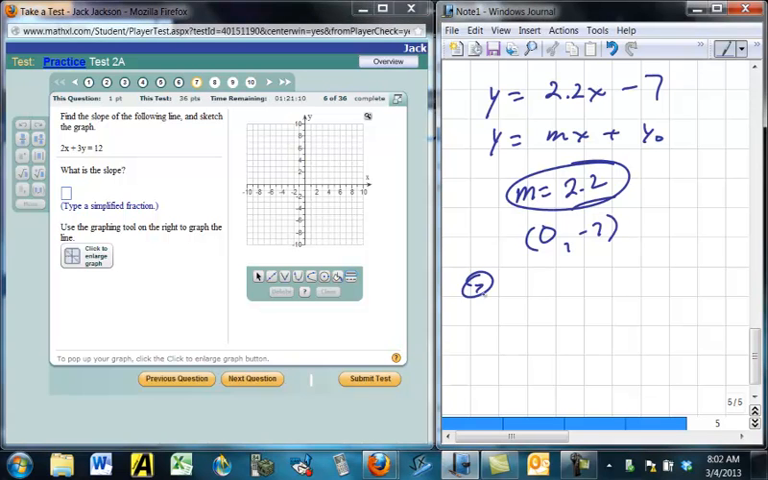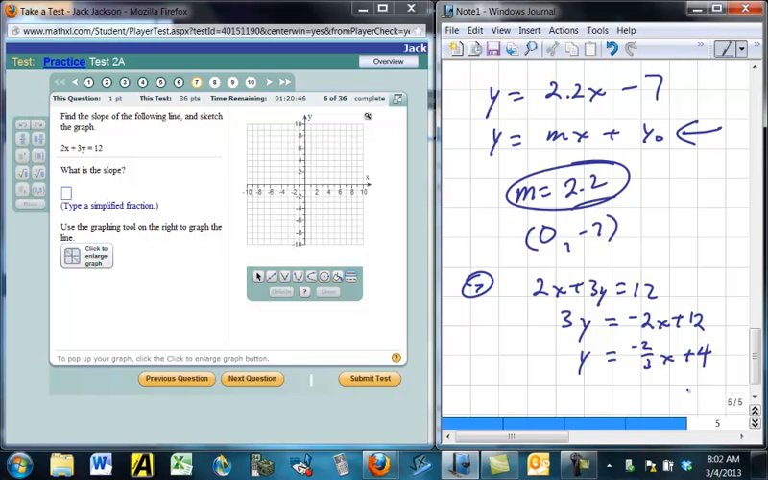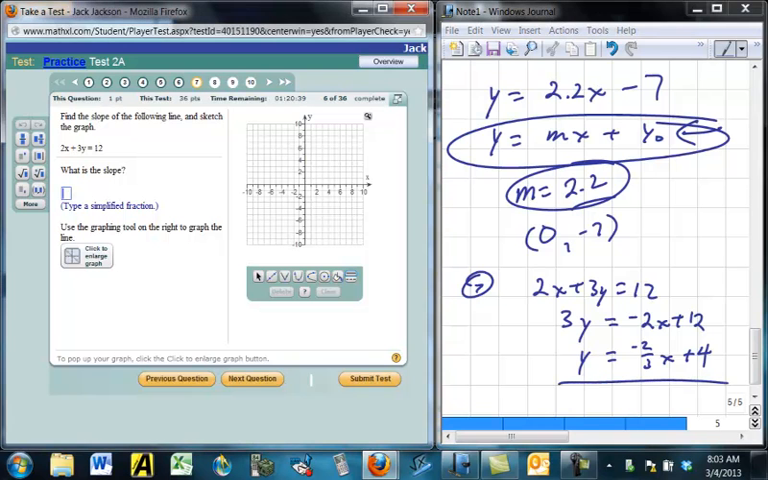This is number 7. Okay, we have 2x plus 3y equals 12. Well, how do we get it in this form up here that we have for the slope-intercept form? So in other words, solve for y. We're going to subtract 2x from both sides. 3y equals negative 2x plus 12, and divide by 3. And I'm going to go ahead and distribute the 3 when I divide here. So negative 2/3 x plus, see, 12 divided by 3, that's 4. So now it's in this form up here. So we see that the slope is negative 2/3.